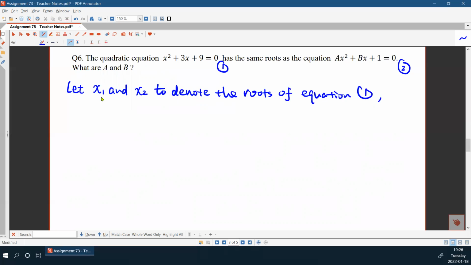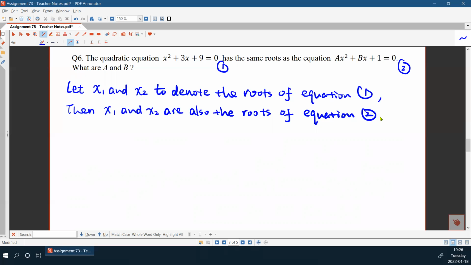Then we also know that x1 and x2 are also the roots of equation 2, right? Because they have the same roots. Then x1 and x2 are also the roots of equation number 2, right? And because x1 and x2 are roots of equation 1, we know that x1 plus x2 must equal something, right? Can you tell me what I should put here?